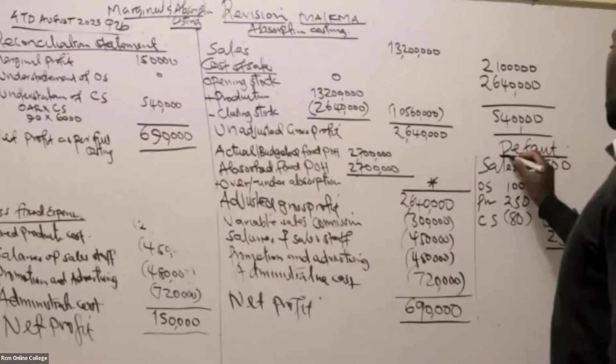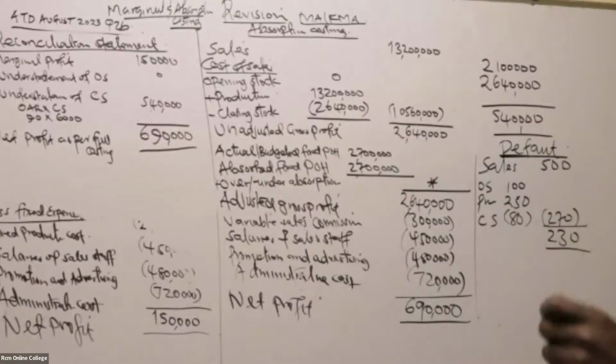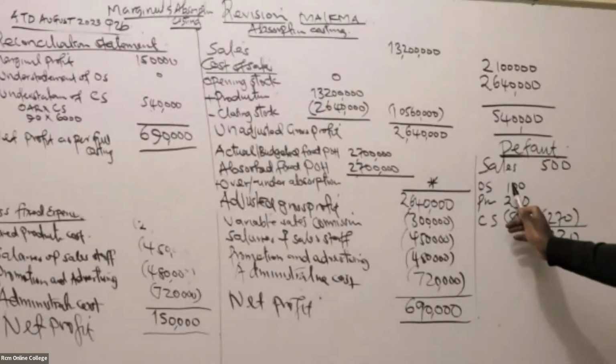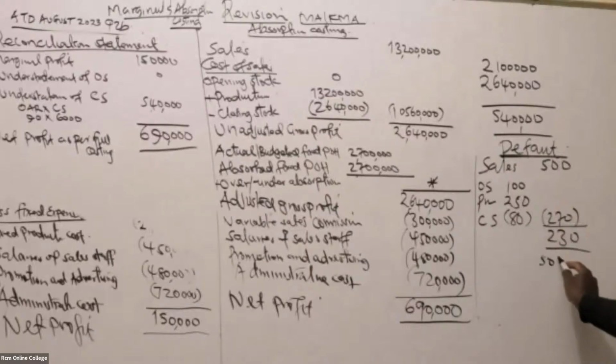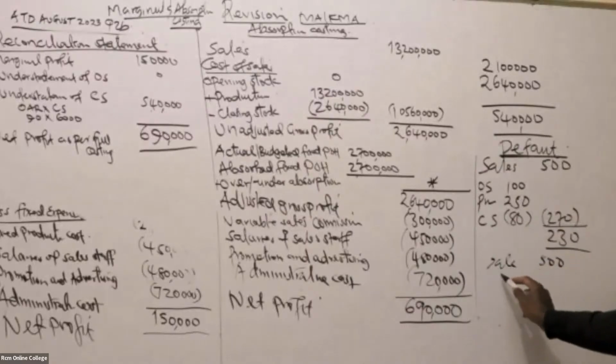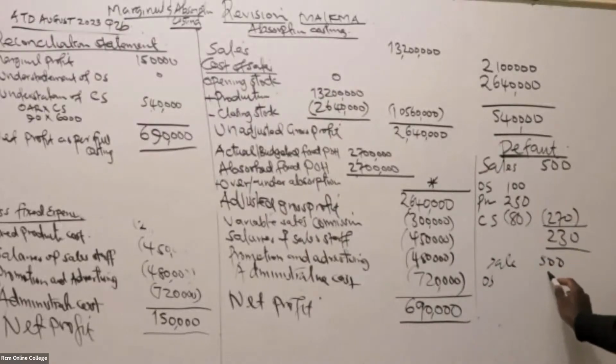This is the default. Those are the default items. So if we want to interfere with the opening stock, we want to understate the opening stock. Our opening stock is 100. If you understate it, let's even take it to 60. So you have decided to remain with sales of 500. Then opening stock, you are now having 60.